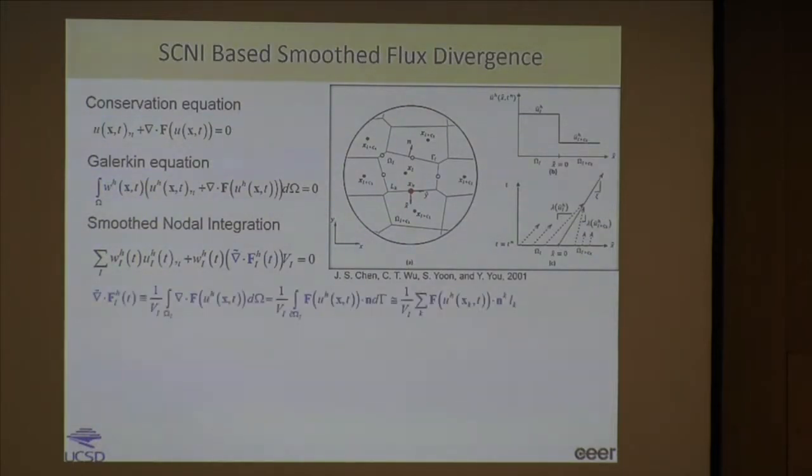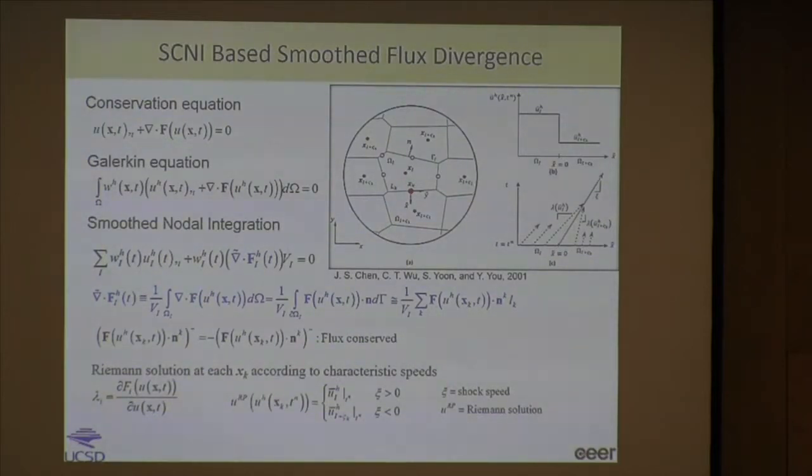Okay. And this is modified based on SCNI, where I will just take the boundary integral of the flux along the boundary of the domain associated with each point. And because, as you know, if the nodal representative domains are conforming, then you have this condition, and obviously the flux is conserved. And then at each boundary segment, when I have to calculate the flux, I will use the characteristics to give me the Riemann solution, and I'll bring the Riemann solution into the flux, and calculate the flux on each boundary itself. Okay, so that's pretty straightforward.